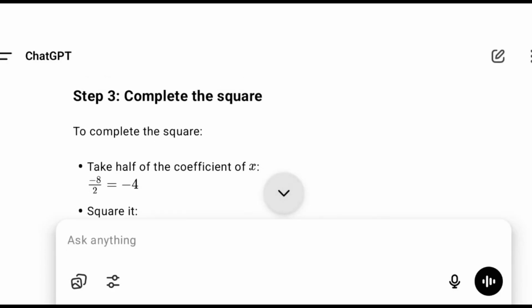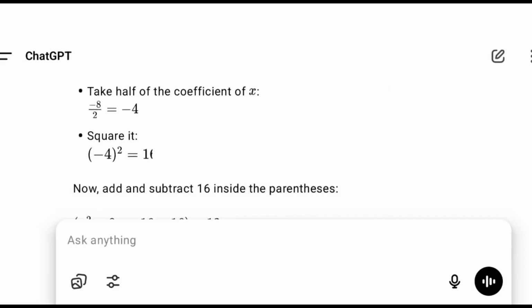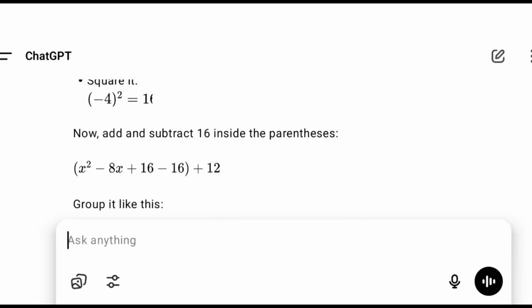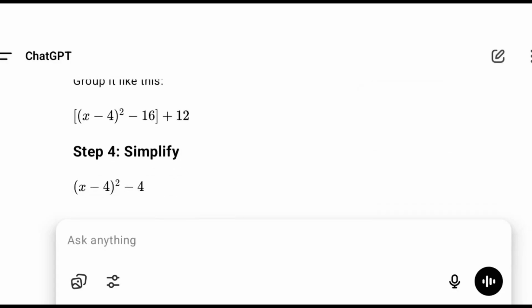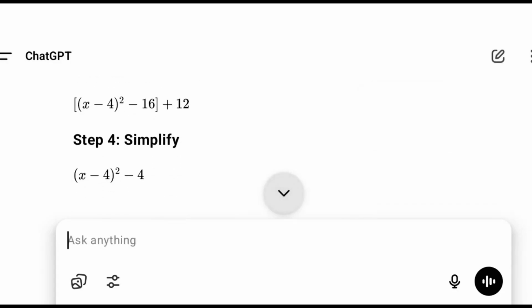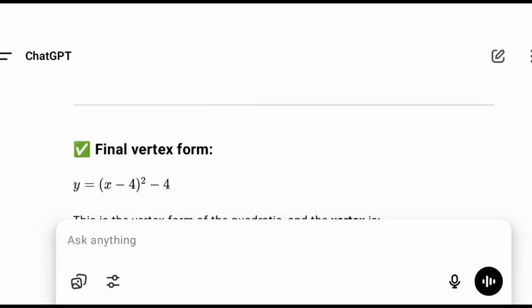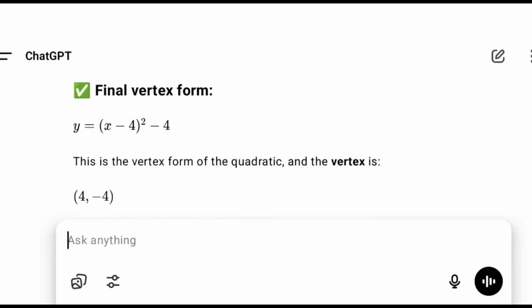This is the difficult style or difficult technique on how to transform quadratic equation into vertex form. As what you can see, di ba? You need to add and subtract 16 inside the parentheses. Grabe, napakahaba pa niya. And of course, kapag hindi ka marunong sa factoring or completing the square, medyo mahihirapan ka talaga. This is the answer.